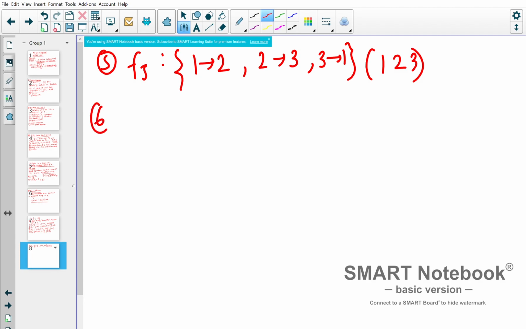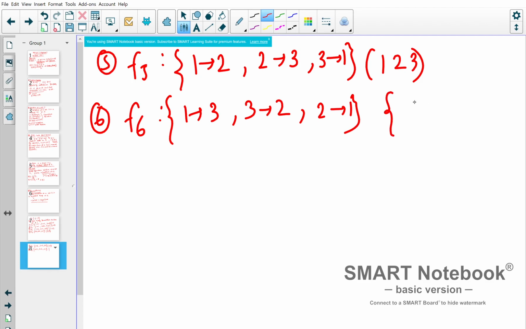Similarly, you have another one, the last one, F6. It sends 1 to 3, 3 to 2, and 2 to 1. In cycle notation, the symbol is (1 3 2). And you check that these are the only such permutations on the set of 3 letters. So what does that mean? That means a set of 3 letters has 6 permutations.